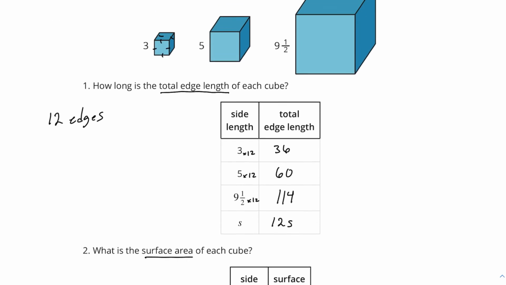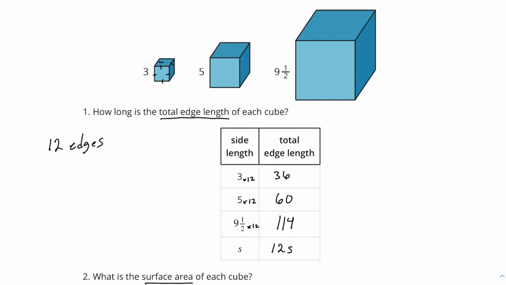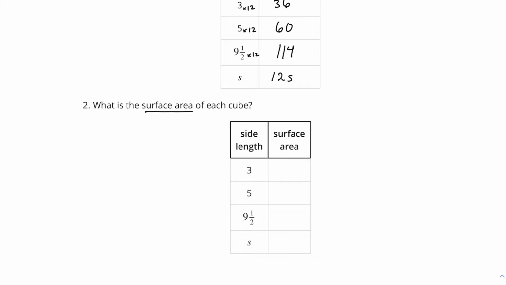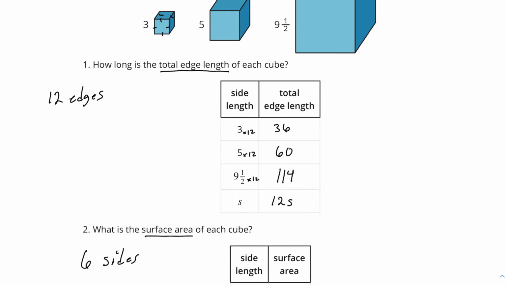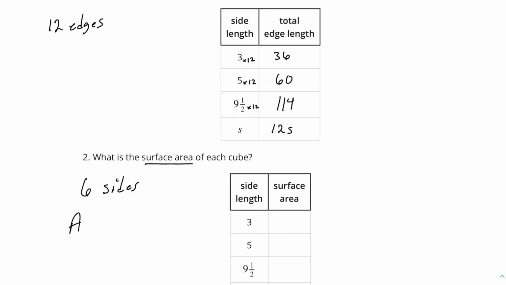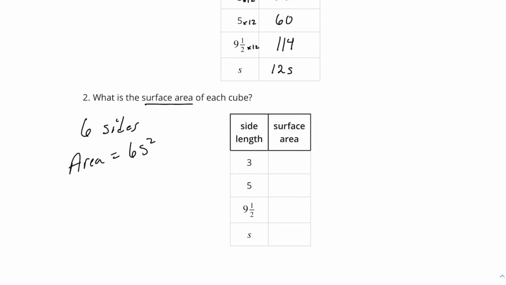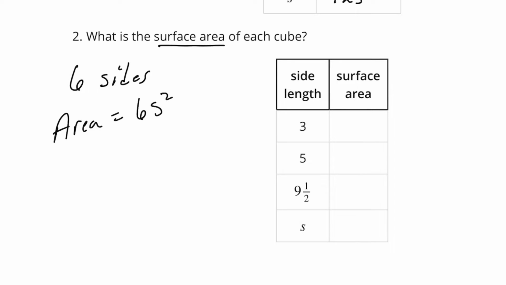Let's go ahead and look at the surface area of each cube. Before we do the surface area, we got to count how many sides does a cube have. Well, we have a front and a back and 4 along the lateral sides. So that's a total of 6 sides. And we're looking for the total area. So remember, area of a square, because each side is a square, is the side length squared, but we have 6 of them, so I'm going to use 6s squared. That's what we're going to do. So we're going to take our side length, square it, and multiply it by 6.